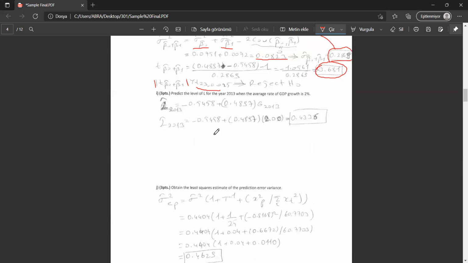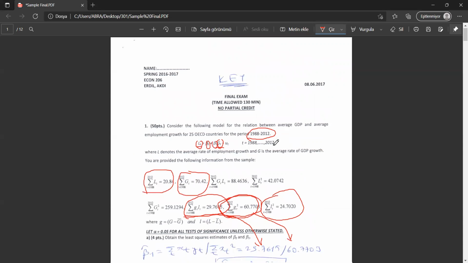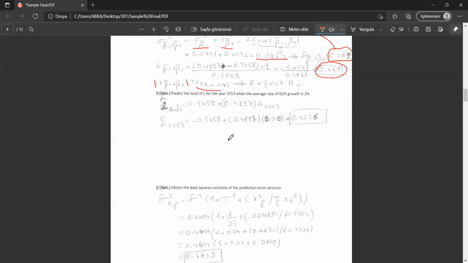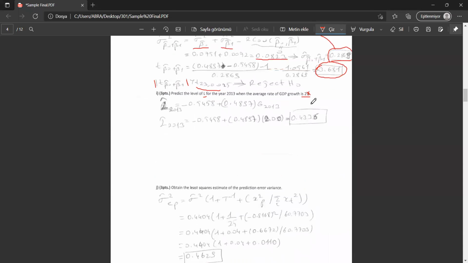In part I, we have the prediction issue. Here our data includes values until 2012, okay? But now we are dealing with 2013, which is the future. Now, this is a simple one. We are predicting the level of L when G is 2. Just ignore this percent thing because everything here is in percent already.